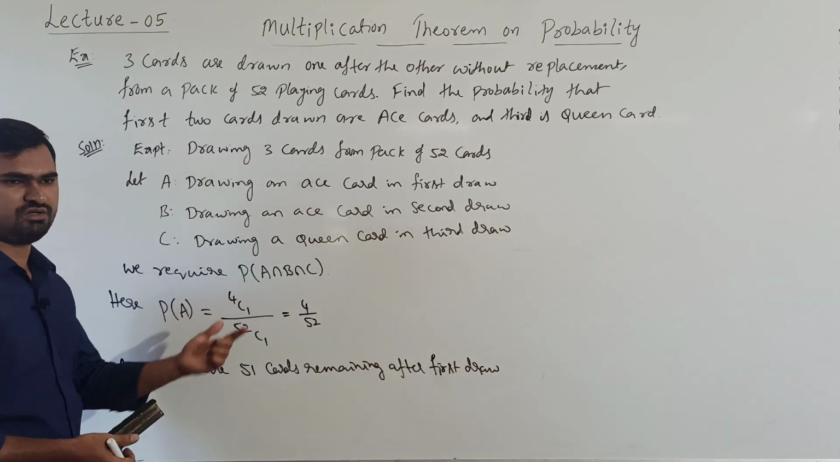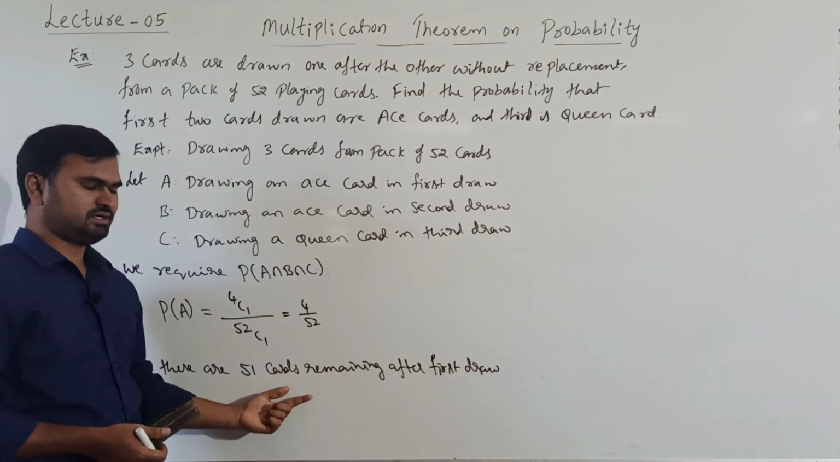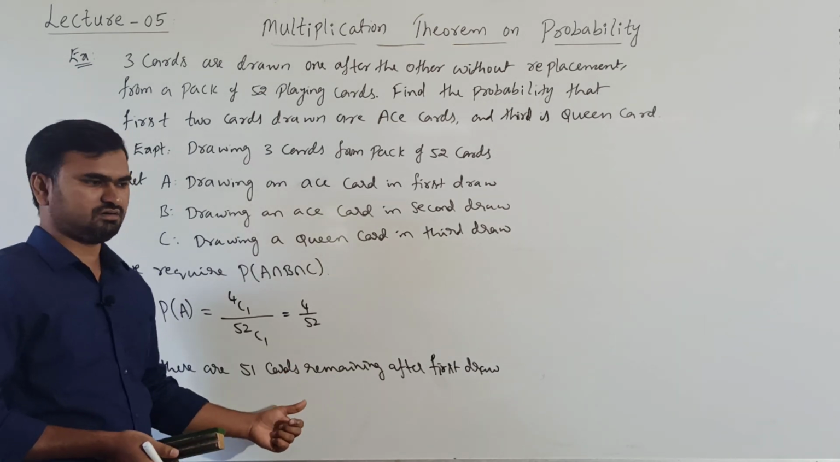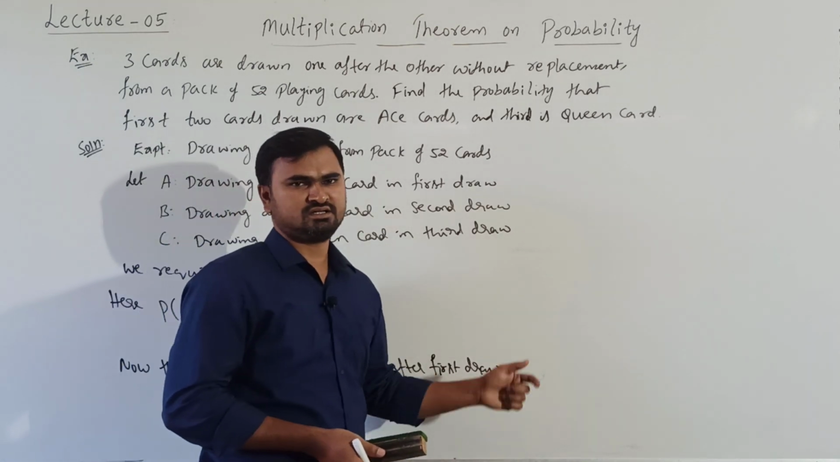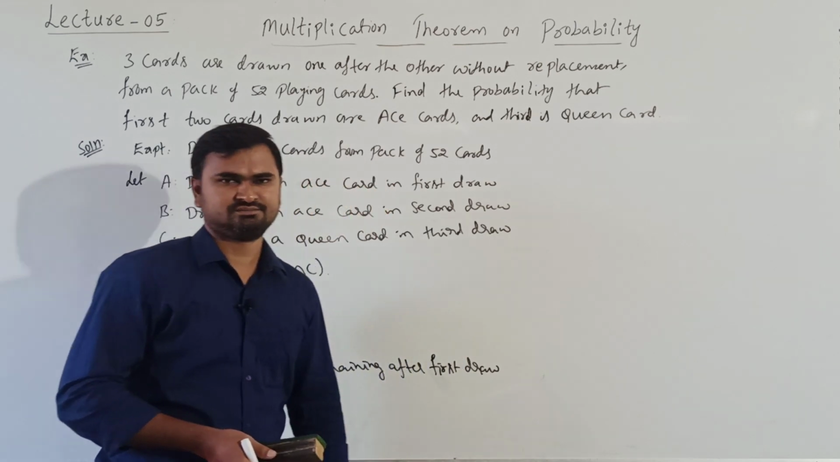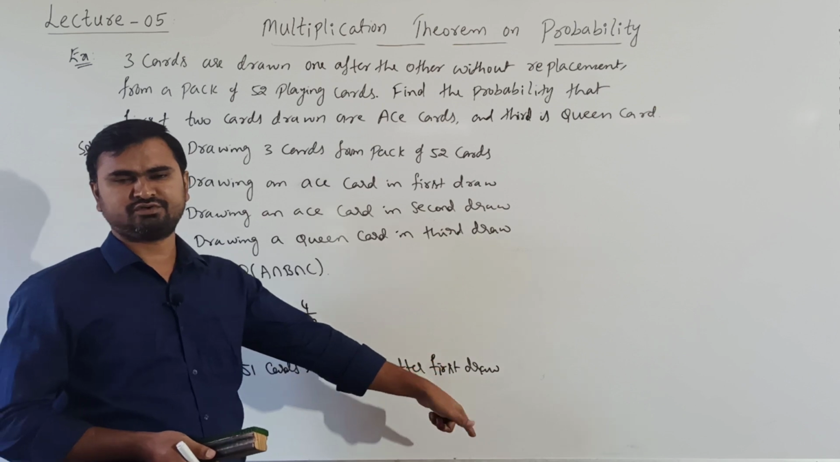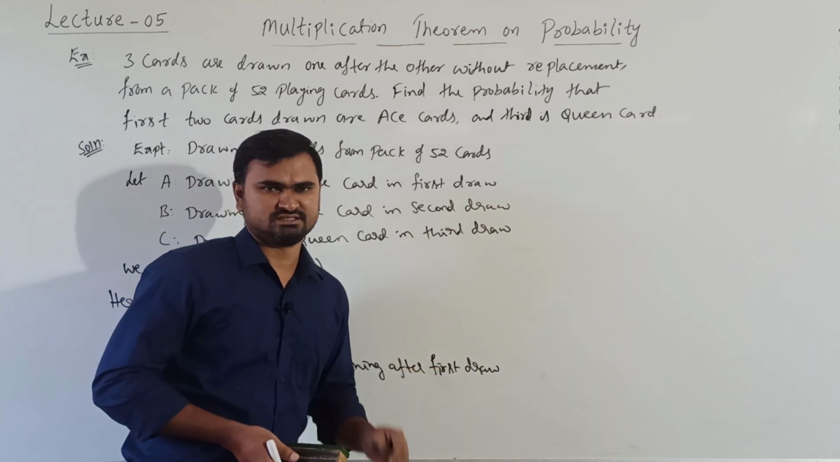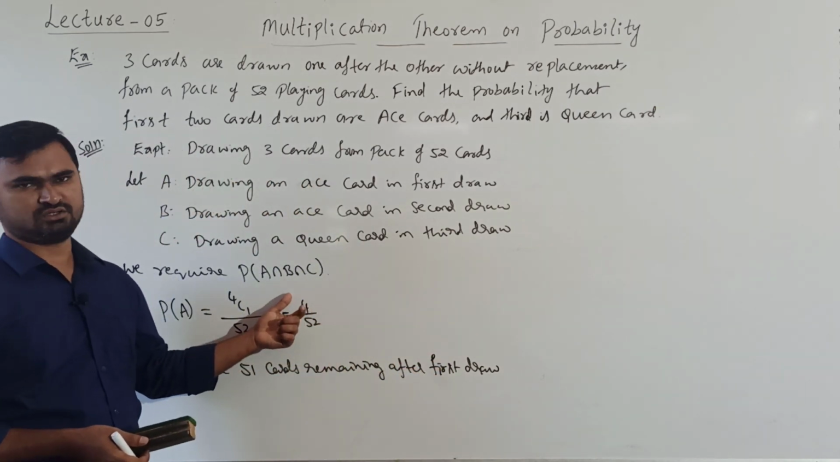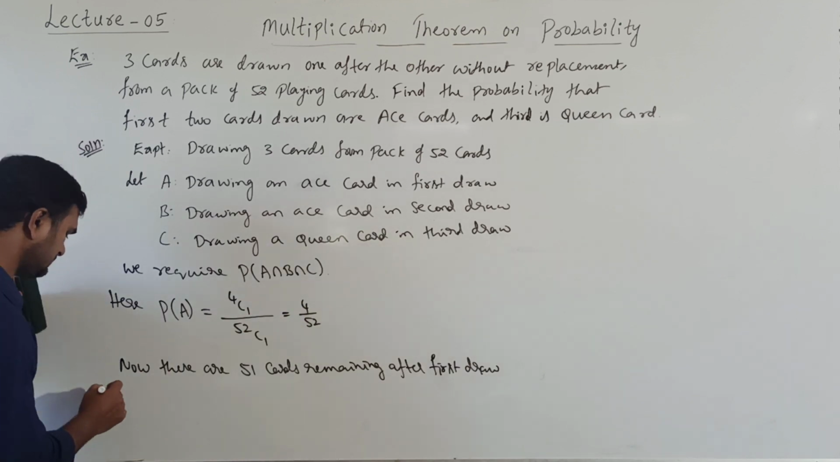Understanding, no? One card is already drawn. Now, one card is already drawn, which means for the second draw, how many are remaining? There are 51 cards. In those 51 cards, how many are ace cards? In that 51 there are only 3 ace cards, because one ace card is already drawn here. Okay.